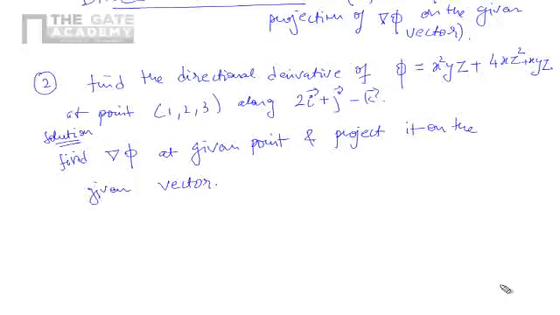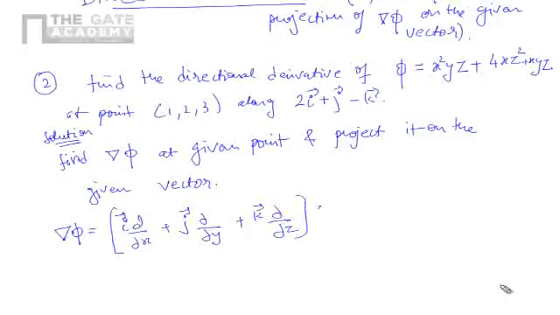Okay, this is what we are going to do. So phi is given. So what is del phi? Del phi is nothing but i vector ∂/∂x plus j vector ∂/∂y plus k vector ∂/∂z, operator on phi.